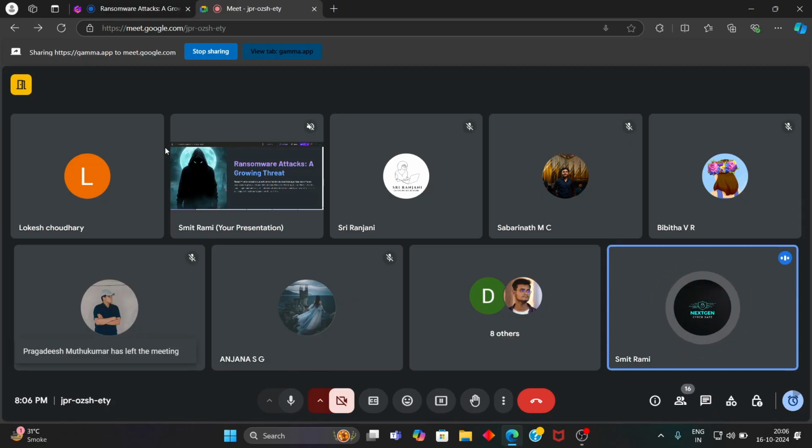Another one is finding common vulnerabilities. Using remote code execution or other vulnerabilities, they can also launch a ransomware attack into your system. So this is a thing.